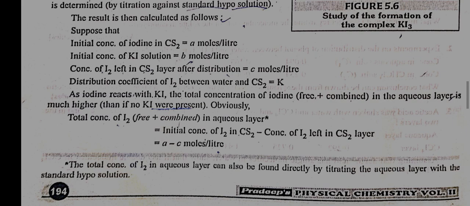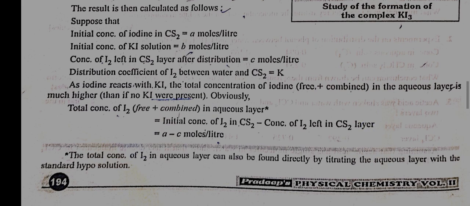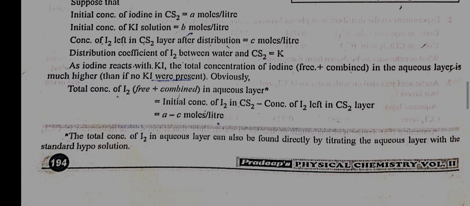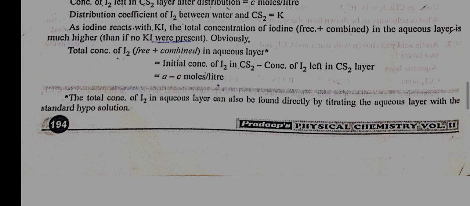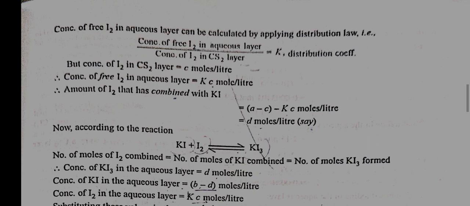Suppose that initial concentration of iodine in CS2 is equal to A moles per liter, initial concentration of KI solution is equal to B moles per liter, concentration of I2 left in CS2 layer after distribution is equal to C moles per liter, distribution coefficient of I2 between water and CS2 is equal to K. As iodine reacts with KI, the total concentration of iodine in the aqueous layer is much higher. Obviously, total concentration of I2 in free and combined state in aqueous layer is equal to initial concentration of I2 in CS2 minus concentration of I2 left in CS2 layer, which is A minus C moles per liter.